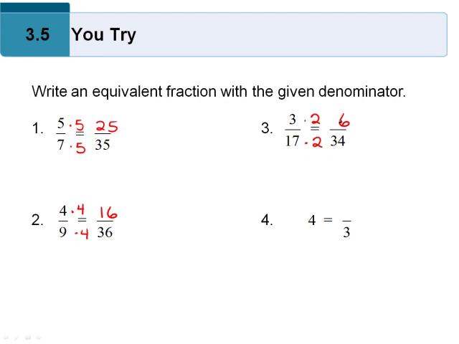Okay? Now, number 4 was tricky because you just have the whole number 4 equals something over 3. Well, what you need to do is write a denominator under that 4. 4 can also be written as 4 over 1. Now divide. 3 divided by 1 is 3. So I have to multiply the top and the bottom by 3. So 4 times 3 would be 12. That's the answer we're looking for there. So that one was a little bit tricky. Okay? And that should be it for section 3.5.